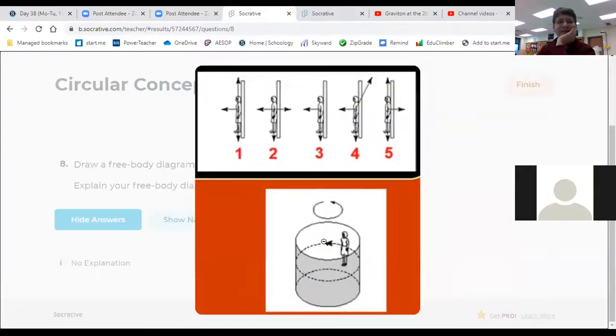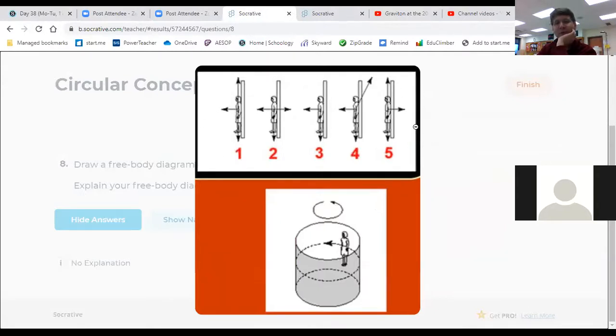Imagine that you've got someone standing in one of these centrifuge rides. You're standing against the wall like this and it's spinning. We're going to assume it's a straight vertical wall, for simplicity's sake. One of these is the correct free body diagram.